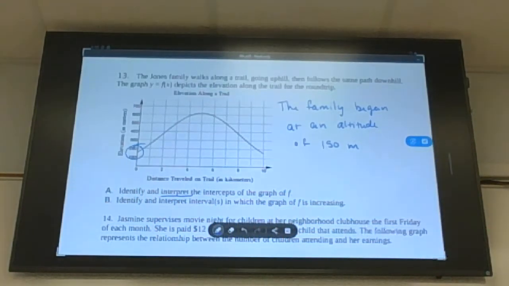But that's the only intercept here. You identified the intercept correctly, and you interpreted it correctly. Now interpret the intervals in which the graph is increasing. Who can do that in a complete sentence?